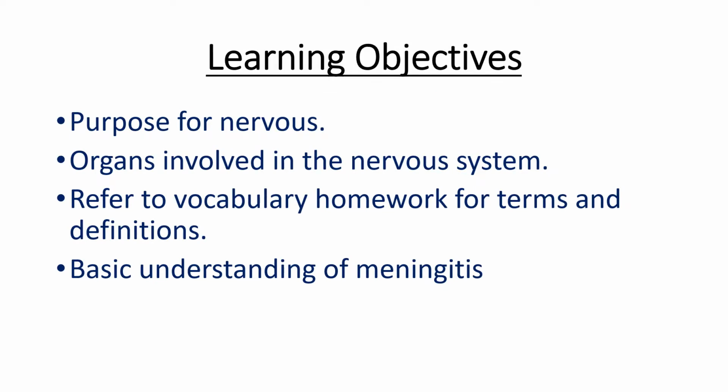All right, so the learning objectives here: the purpose of the nervous system and the organs involved in the nervous system. Of course, please refer to the vocabulary homework for the terms and definitions and the basic understanding of something called meningitis. This lecture is broken into 3 different parts, so you'll have 3 different lecture recordings to observe.